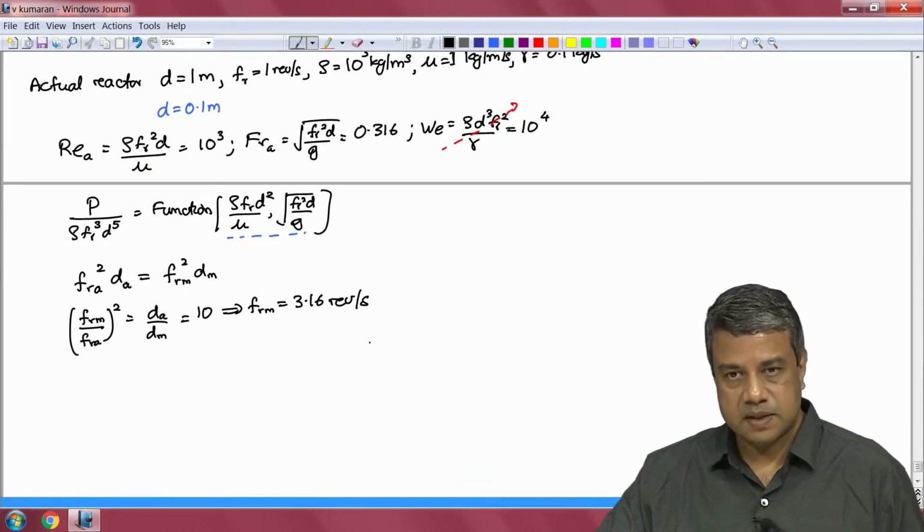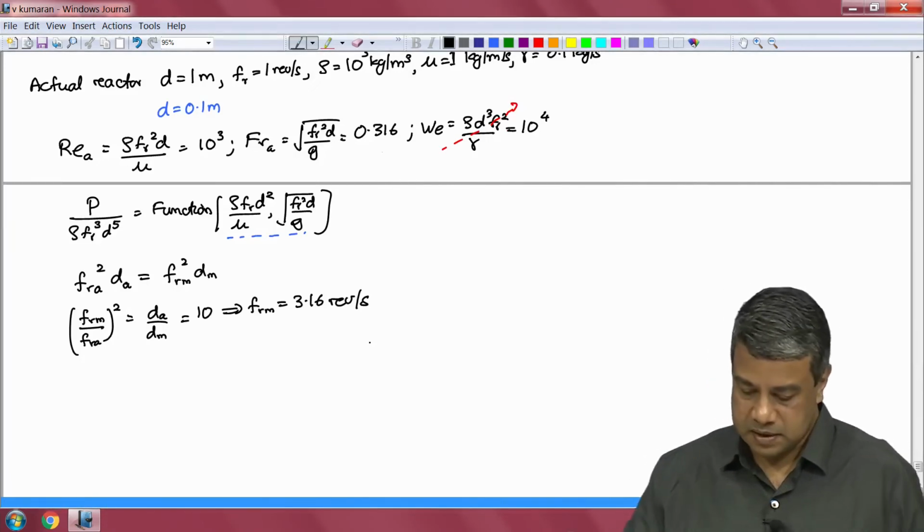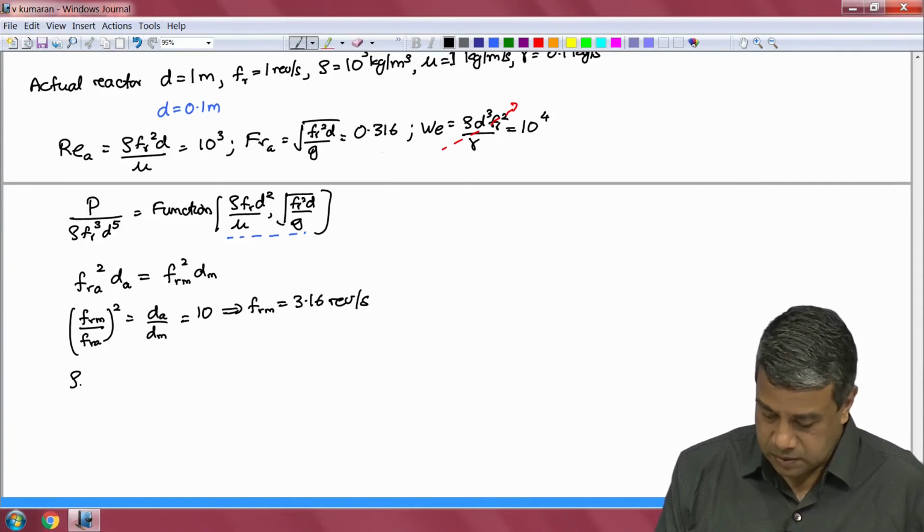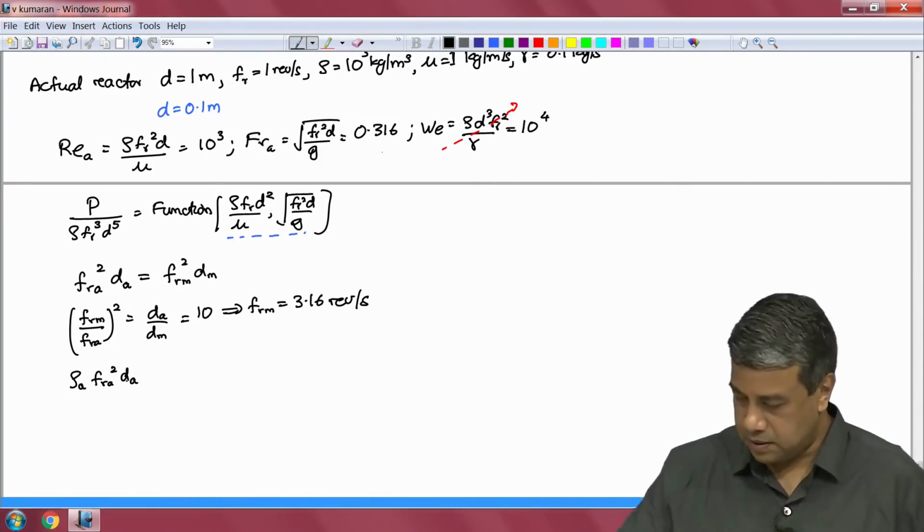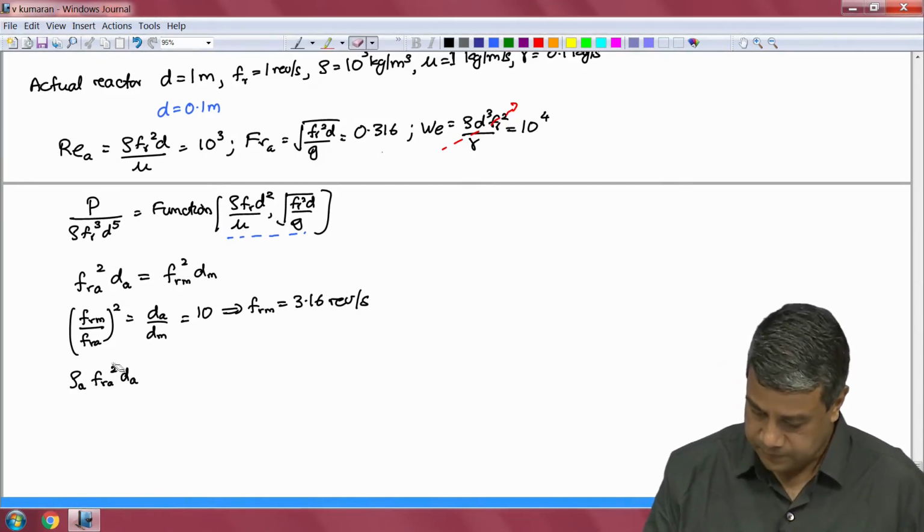Froude number has to be the same and the Reynolds number has to be the same. So, rho A f r A square d A square should be this.